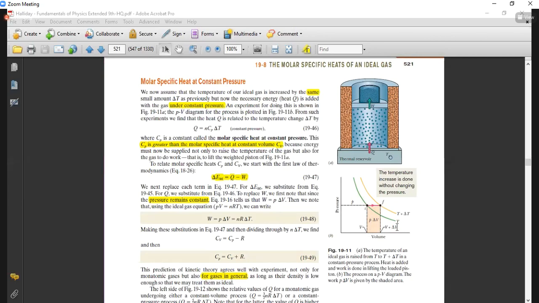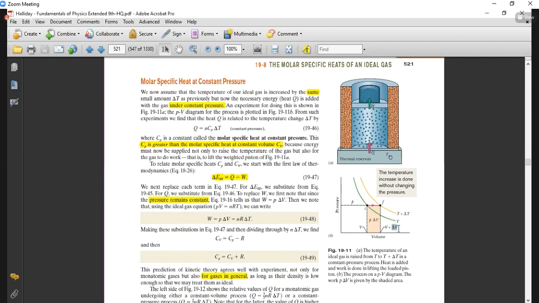This process is explained graphically in figure 19.11b, and you can see here that the volume is increased from the initial state I to the final state F, the pressure is kept constant, and the temperature is changed from T to T plus delta T. The change in volume was delta V.